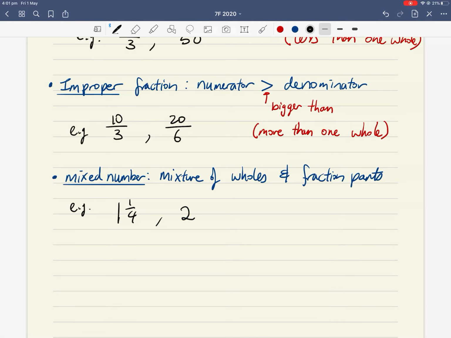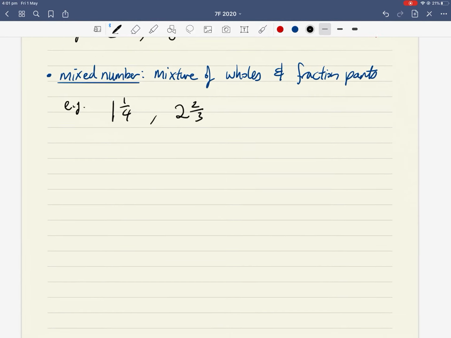Or for example, you can have 2 2/3: 2 whole pizzas and then 2 out of the 3 slices of the third pizza. So you have a mixture of whole pizzas and fraction parts of a pizza.